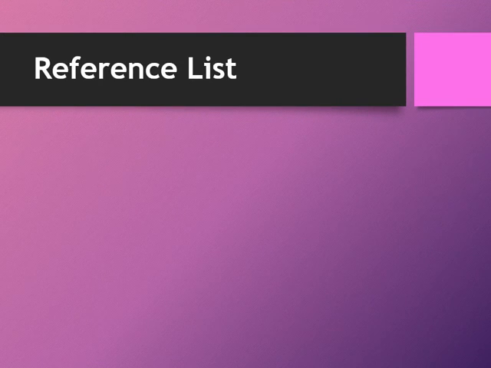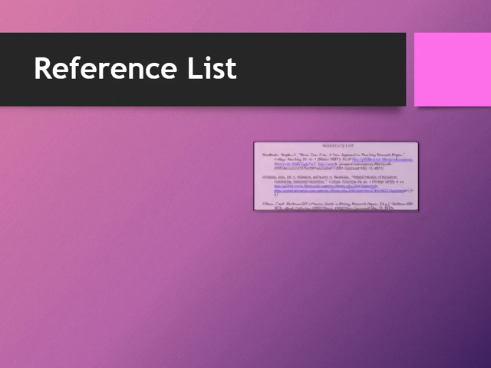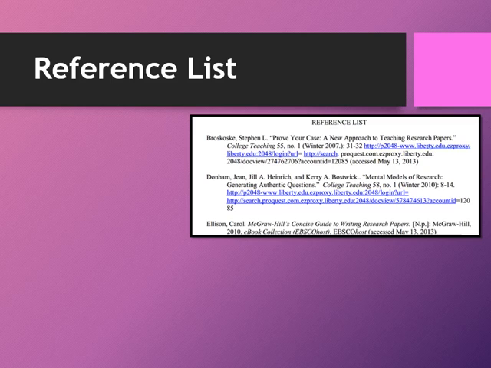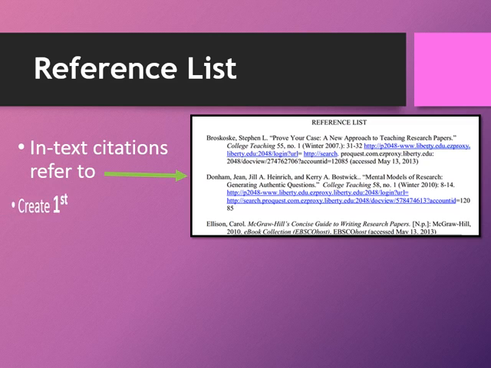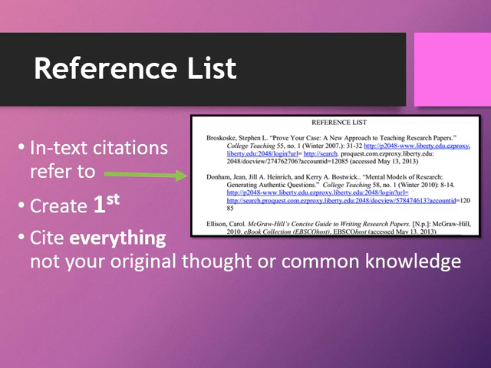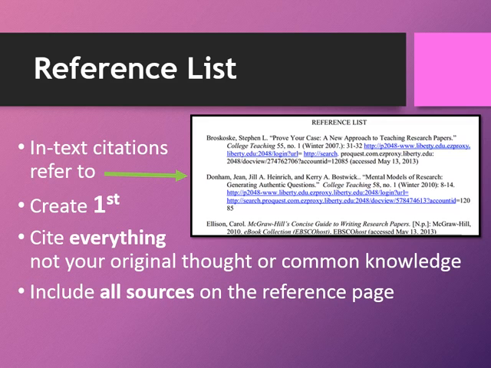There are two places in your paper where you will cite your sources, within the text and in a reference list. Since in-text or parenthetical citations refer your reader to the reference list page, it's best to create your reference list first. You need to cite all information that is not your original thought or common knowledge. It's extremely important to cite your sources as you're doing your research in order to avoid plagiarizing.